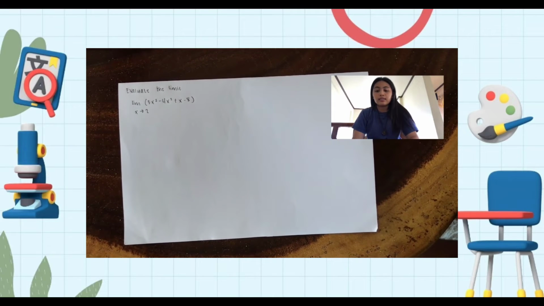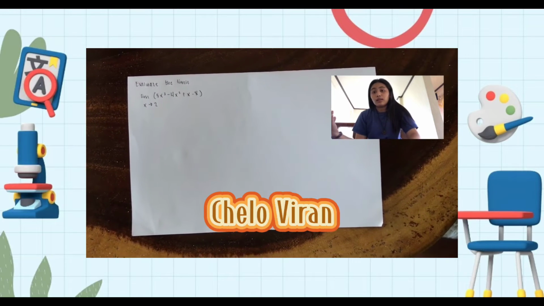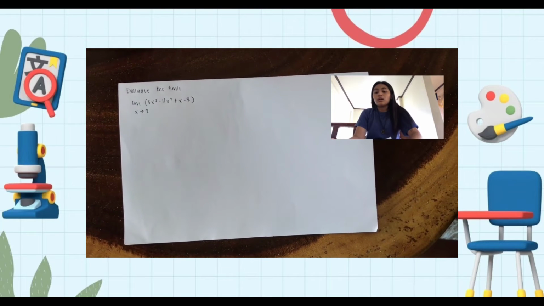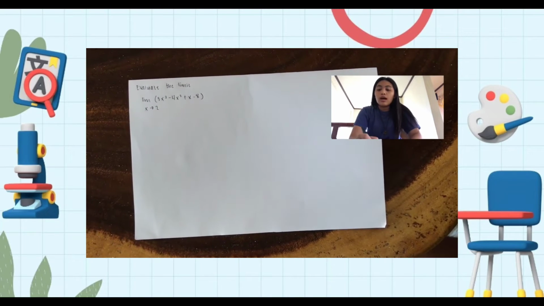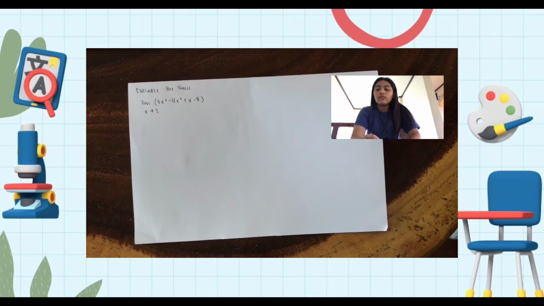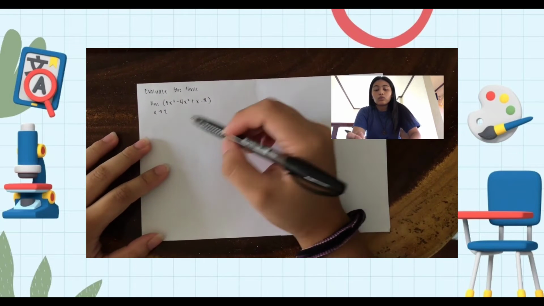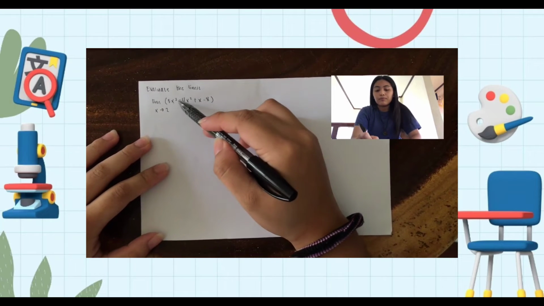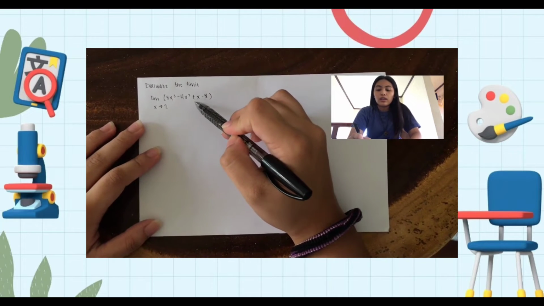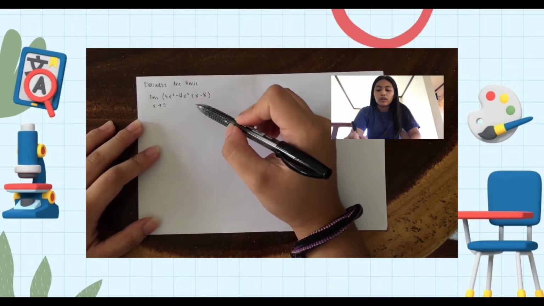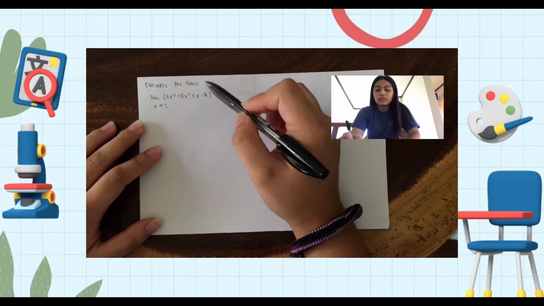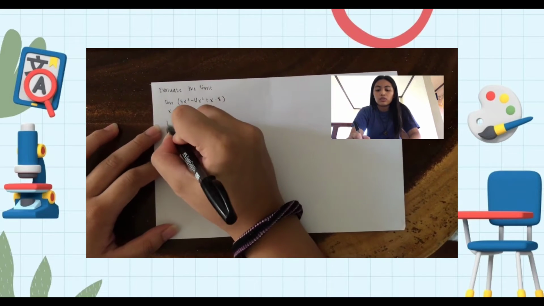So hi guys, right now I'm with Lance G, and we are going to tackle the limits of algebraic functions. We have an equation here, and we are going to show you how to solve it. So let's evaluate the limit of 5x cubed minus 4x squared plus x minus 8 as x approaches 2.